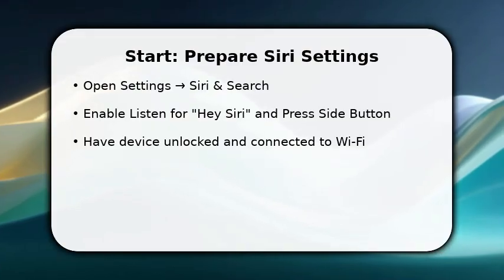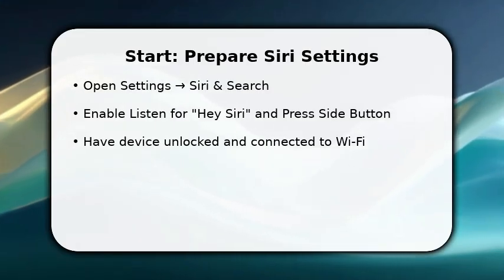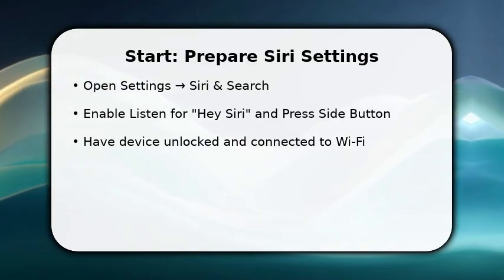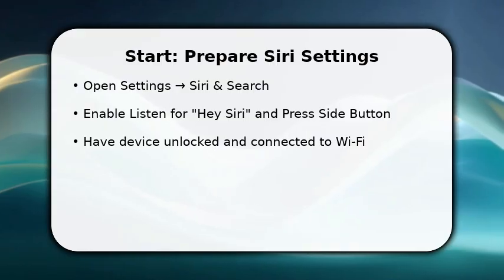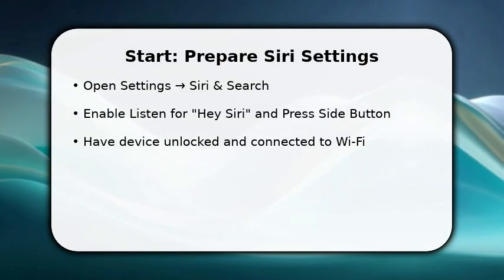You'll begin inside settings so you can change Siri's voice and commands. Open settings, tap Siri and search, then make sure Listen for Hey Siri is enabled. This gives you voice input access. Once done, enable press side button for Siri if you prefer a physical trigger.